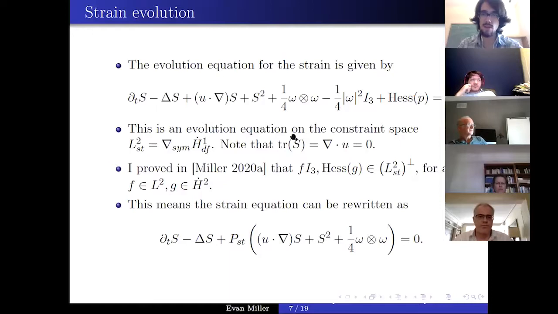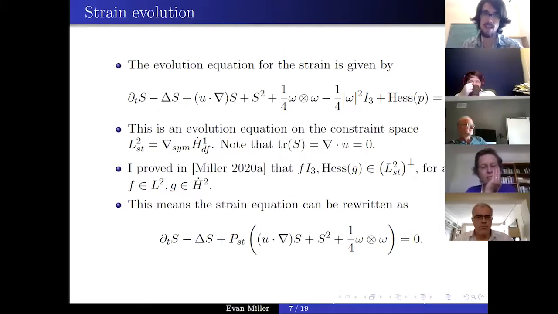So this is an evolution equation in the constraint space L2ST, which is the symmetric gradient of divergence free vector fields in homogeneous H1. So if we take all the vector fields in H1 and we take their symmetric gradients, we get this new constraint space. Eric and I have been working on a Helmholtz decomposition to try to describe the constraint space a bit more. I'll get into that a little bit if I have time.